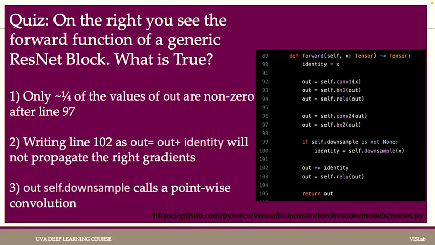So the answer is 3. Downsample calls a pointwise convolution because sometimes, even in ResNets, you're reducing the spatial size and increasing the dimensionality. If you increase the dimensionality, you need to increase the dimensionality of the residual as well, so sometimes the identity won't quite work. Instead, you're running a 1-by-1 convolution on it. And writing line 102 as in point 2 will work just fine. It doesn't do the operation in place, so it's slightly less efficient. And 1, I think no one picked, and that is correct.